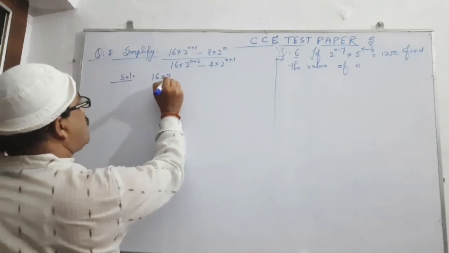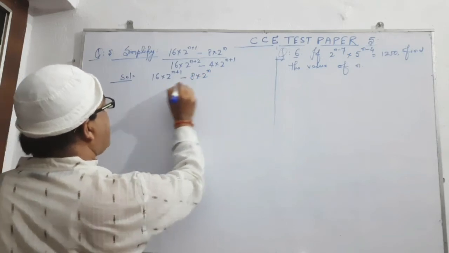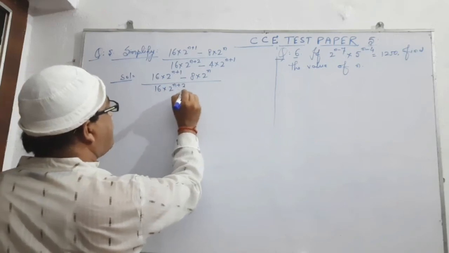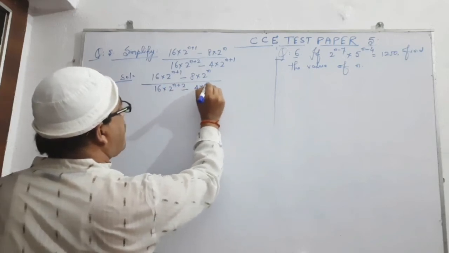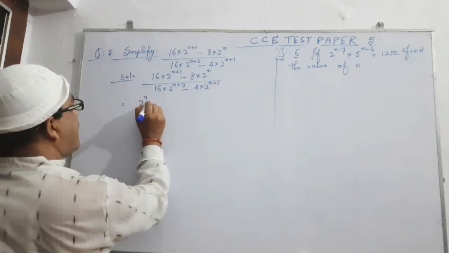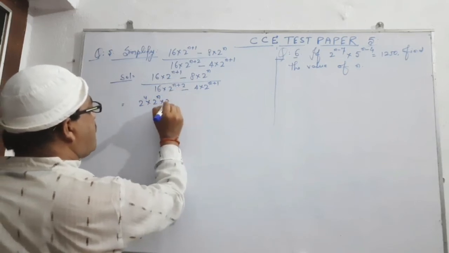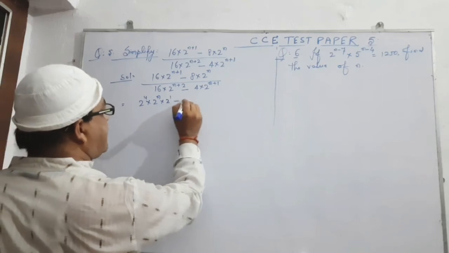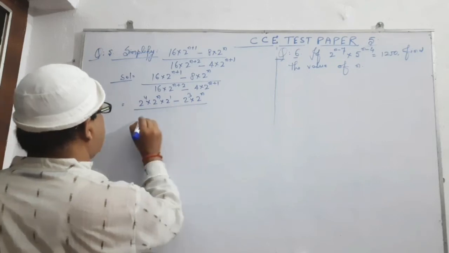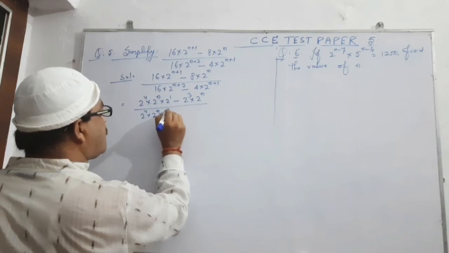16 into 2 to the power n plus 1 minus 8 into 2 to the power n, by 16 into 2 to the power n plus 2 minus 4 into 2 to the power n plus 1. 2 to the power 4 into 2 to the power n plus 1, minus 8 which is 2 to the power 3 into 2 to the power n, by 2 to the power 4 into 2 to the power n into 2 to the power 2.